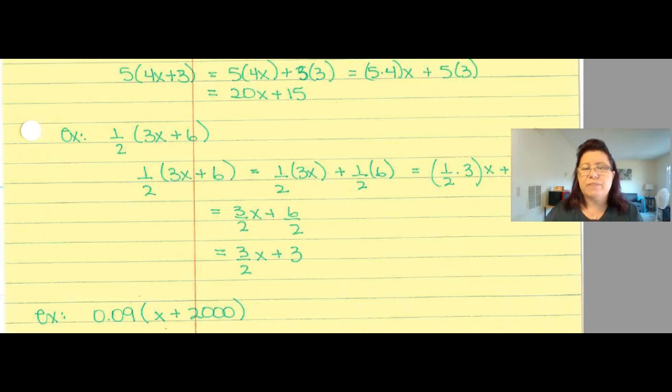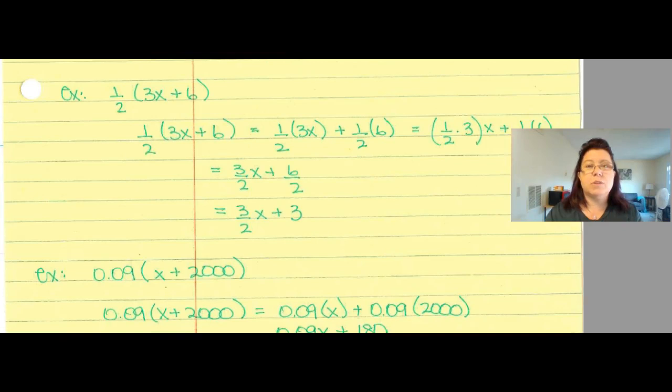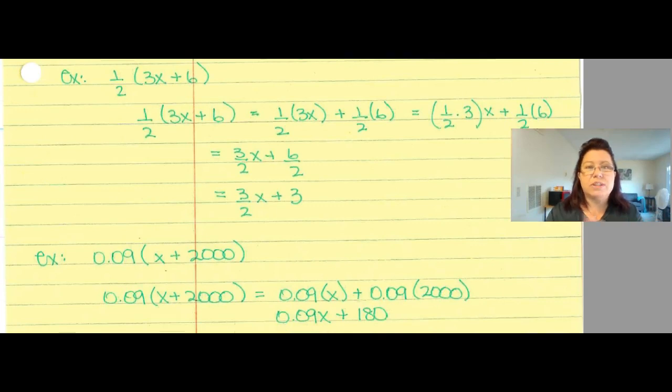Now, it doesn't really matter if my numbers are fractions or decimals. The process is still the same. I'm still going to distribute whatever is multiplying the quantity inside the parentheses. So 0.09 times the quantity x plus 2,000. Again, I'm going to distribute the 0.09 to both terms in the parentheses. 0.09 times x and 0.09 times 2,000. I'll just do that math, 0.09x plus 180.